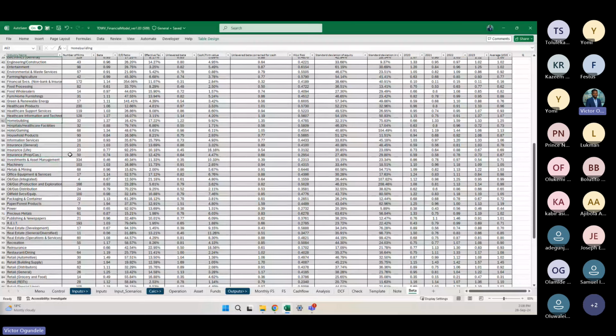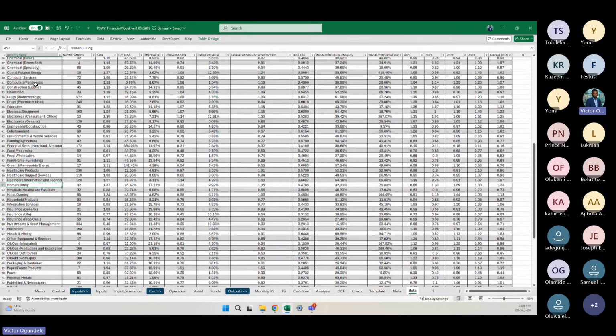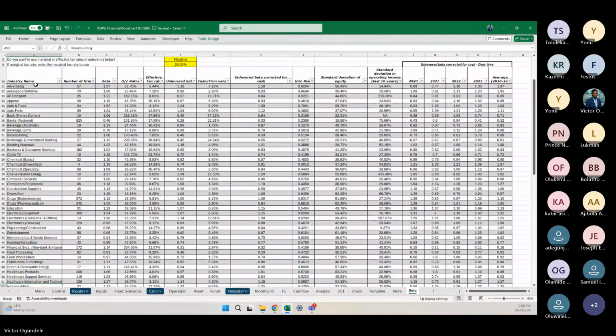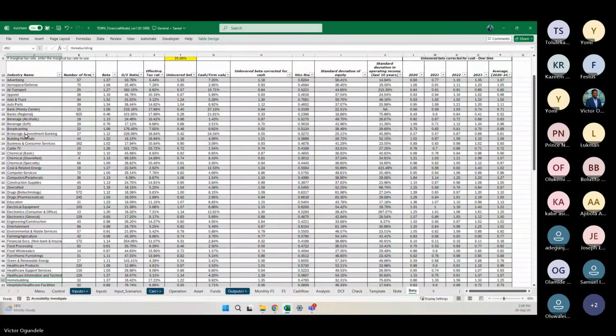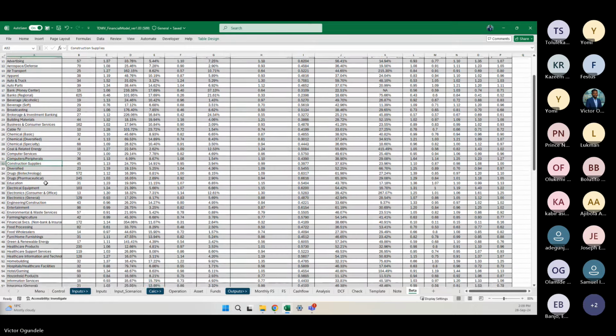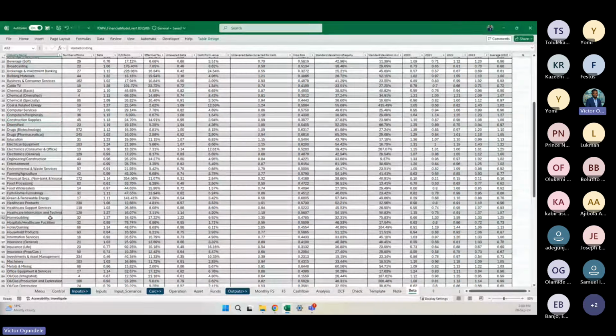Which one are we going with? Home building. You can use cement not only for home building, you can use it for construction and for those things. Building materials. So which one should we go with? So building materials. We also have construction supplies. Then we also have home building.